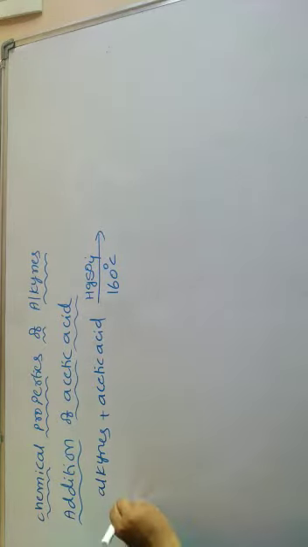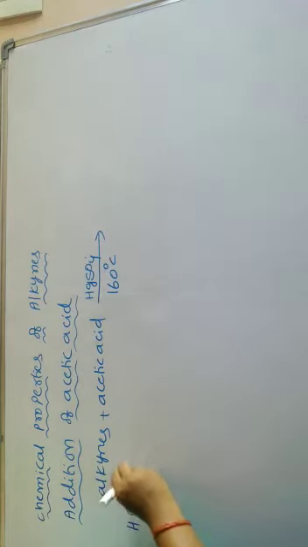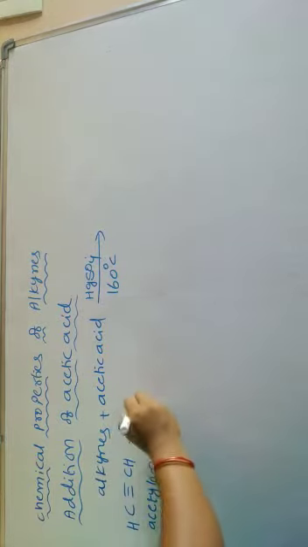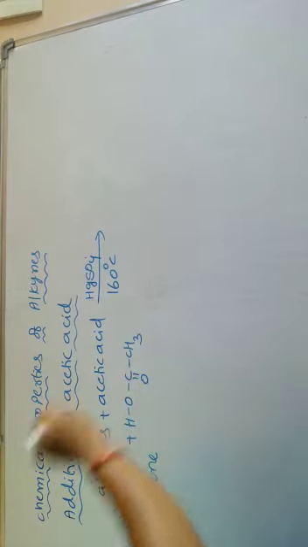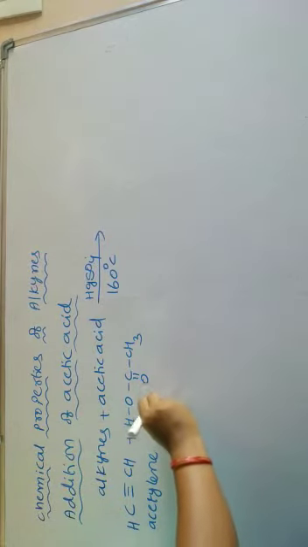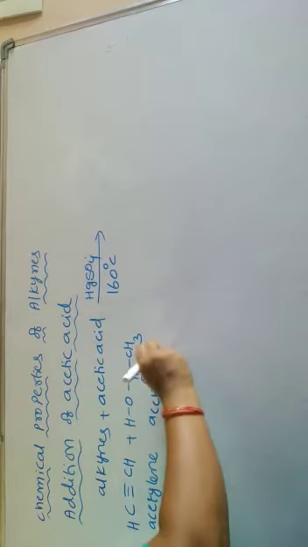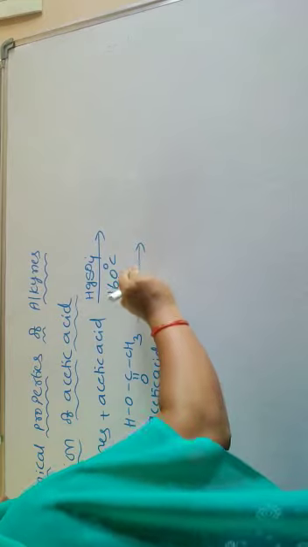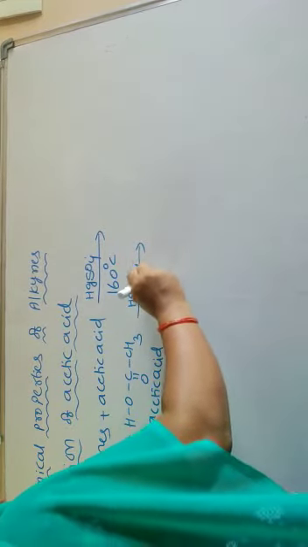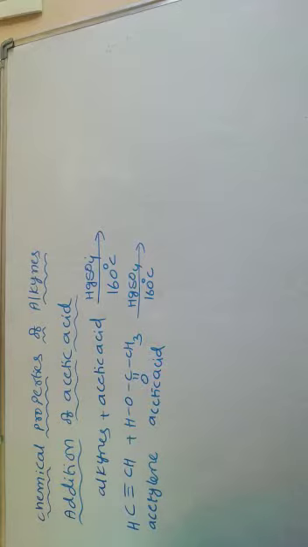So we are taking the simplest alkyne, that is acetylene, CH triple bond CH, and acetic acid, that is CH3 C double bond O OH. So this is acetic acid. Acetylene combines with acetic acid in the presence of mercuric sulfate at around 160 degrees Celsius. It forms vinyl acetate.